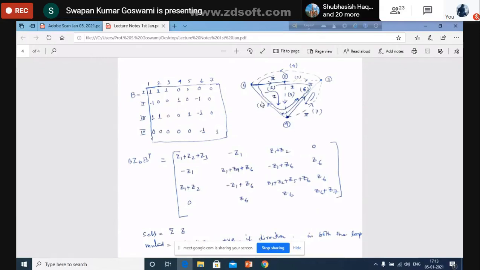But if one loop current is going in one direction and the other loop current is in the opposite direction, that means if the currents are in opposite directions, then the impedance also will be negative. Is it clear? This direction concept is basically the same as we have seen in the case of the Cutset matrix. Okay, is it clear?